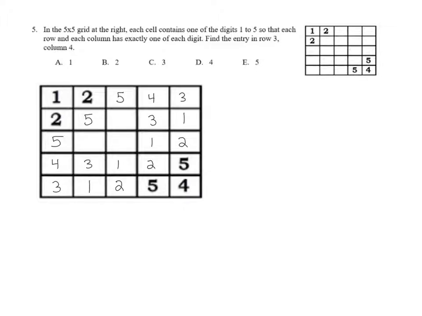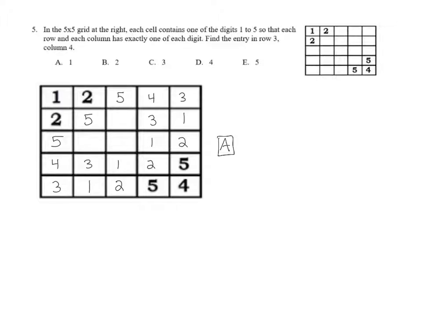Now at this point we're ready for the final answer because they ask us to find the entry in row 3, column 4, and if we go down to row 3 and column 4, we end up with 1, and that's answer choice A. But if we want, we can still fill in the rest of the grid using logic.